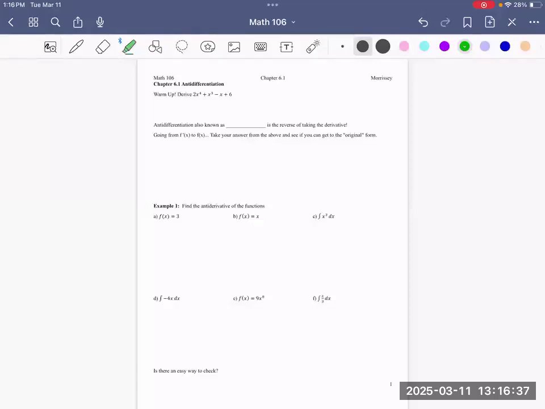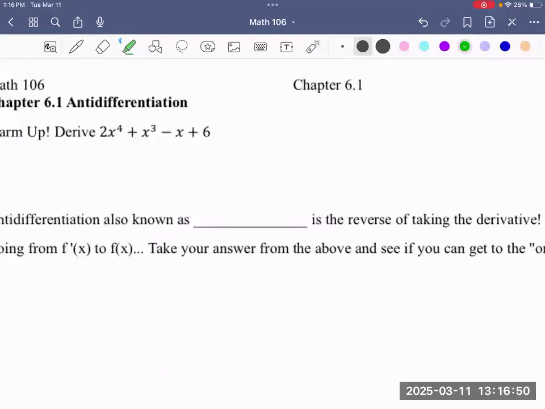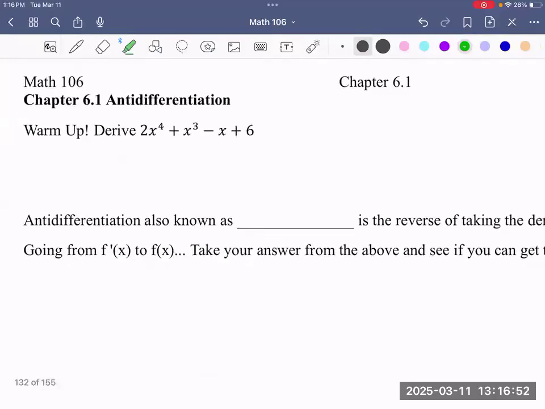Welcome to Math 106, Chapter 6.1, where we are now starting antiderivatives. This is kind of just taking your derivative, but going in the reverse. This is called integration. Now, first, let's just warm up with how to differentiate the following expression.